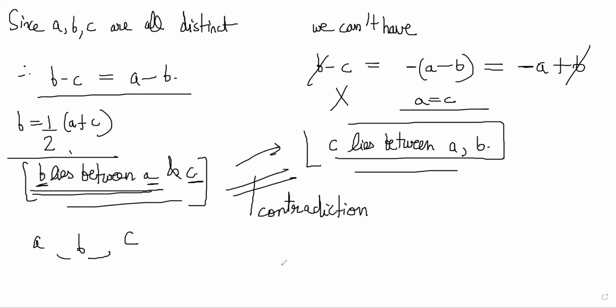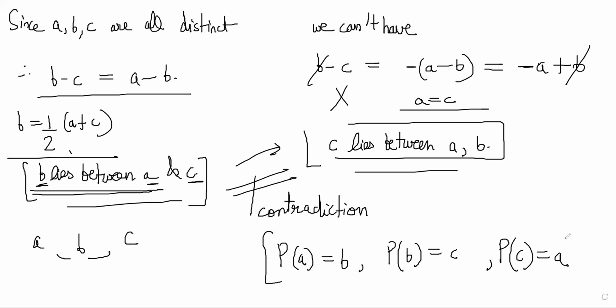Hence, what we assumed, that P(a) is equal to b, P(b) is equal to c, and P(c) is equal to a, these three things cannot be true simultaneously, as long as a, b, c are distinct integers, right? Correct. So that is the proof.